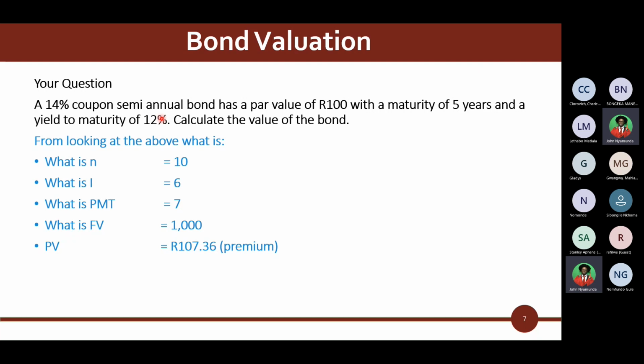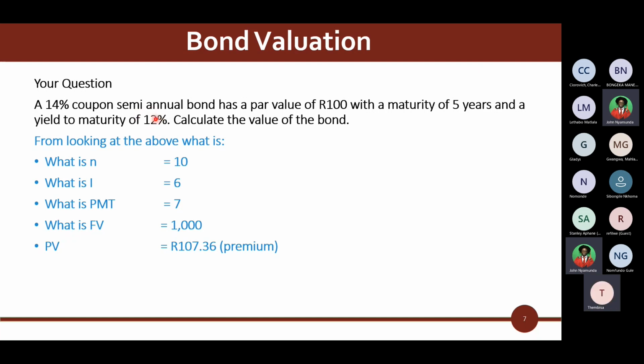Our I goes to 6 because 12 divided by 2 is 6. Our FV is supposed to be 100, not 1,000 there. Our FV is 100. So if you punch all that in the calculator, it should give you 107.36.